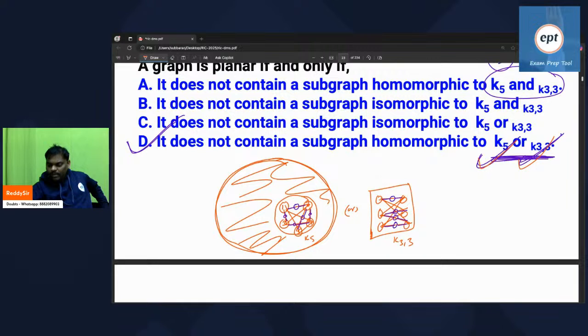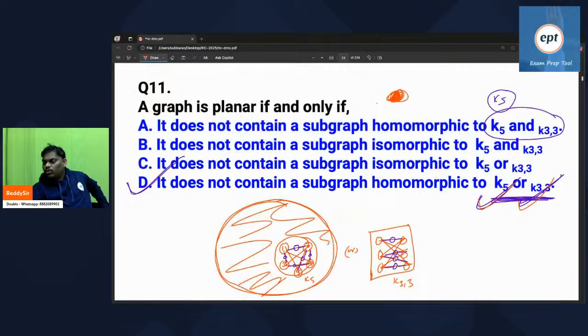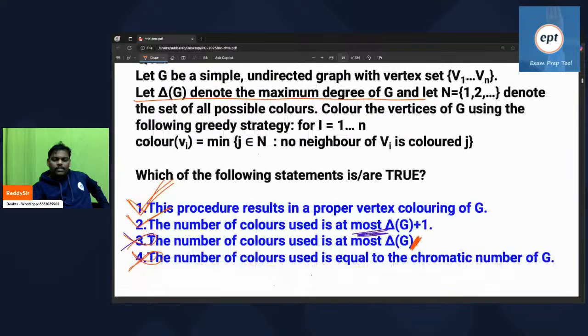See this one. In the given graph, homomorphic to K5 is not there. Homomorphic to K3,3 is not there, and both not there is nothing but the OR operator. OR operator means anyone there or both there. Both there also it doesn't work, anyone there also it doesn't work. But this person is saying both there only. It is not a planar graph. So be careful. I think this is a very interesting one.